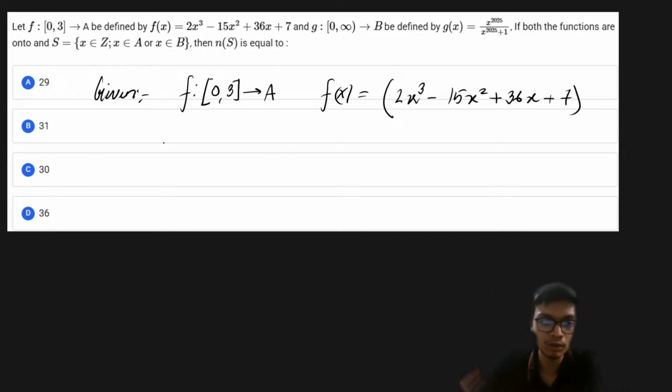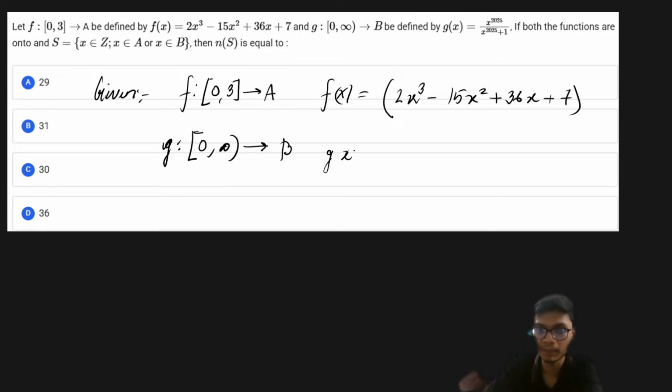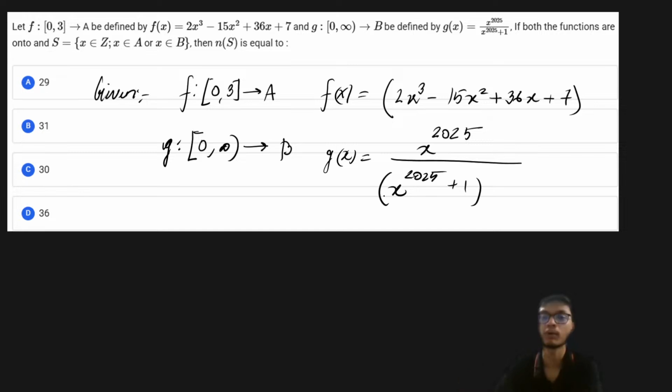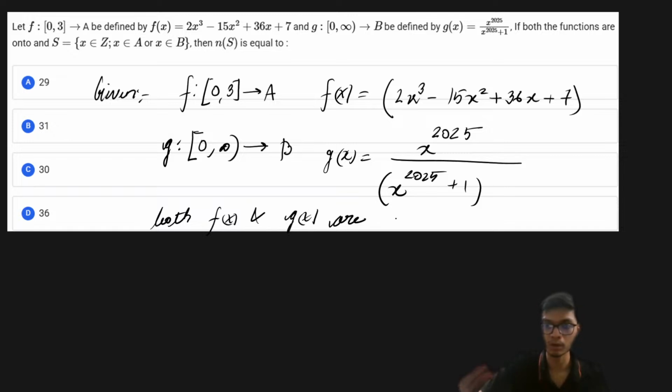And there is also a function g of x which is defined on the domain of all positive real numbers and goes to the codomain B, defined by g of x equals x to the power 2025 divided by x to the power 2025 plus 1. That is what is mentioned in the problem. It is said that both the functions f of x and g of x are onto functions.